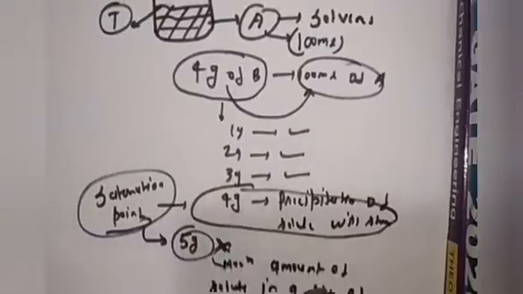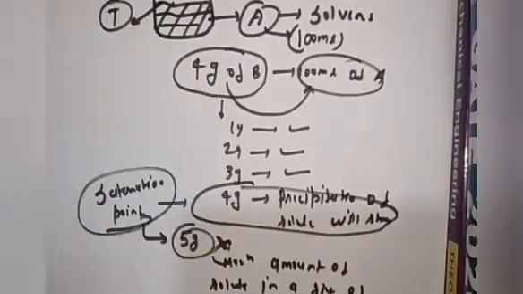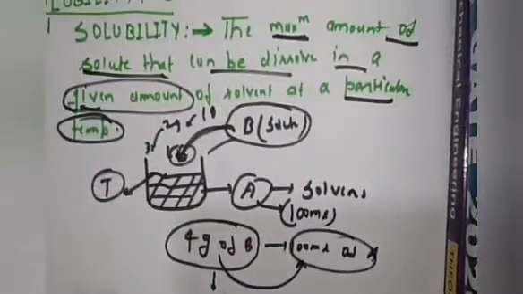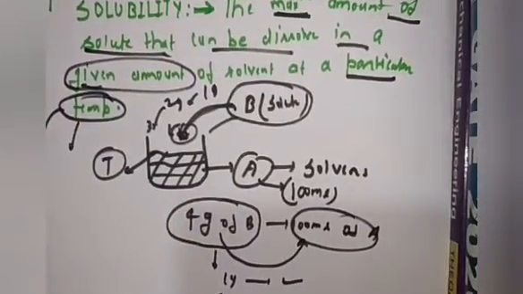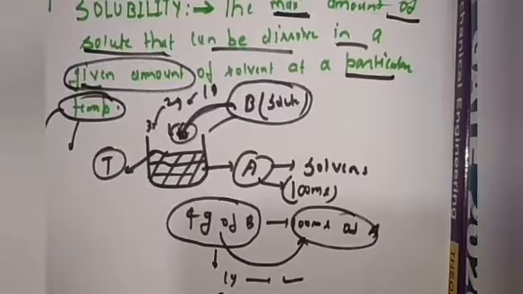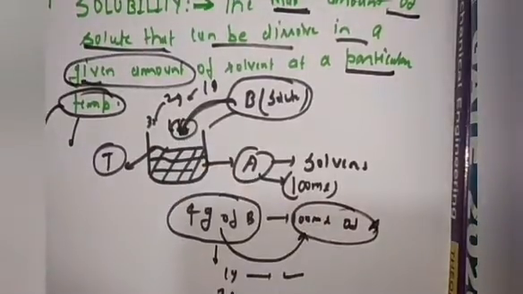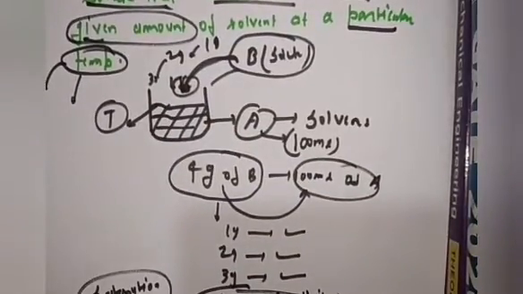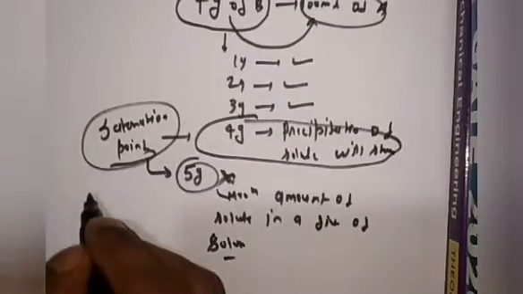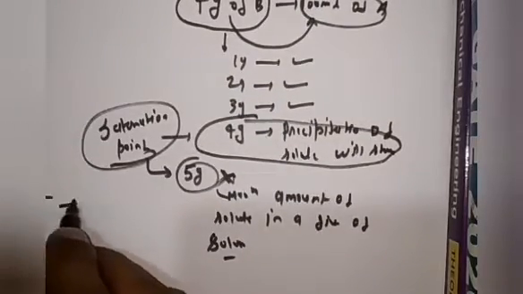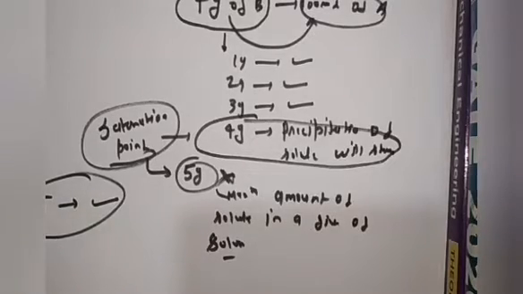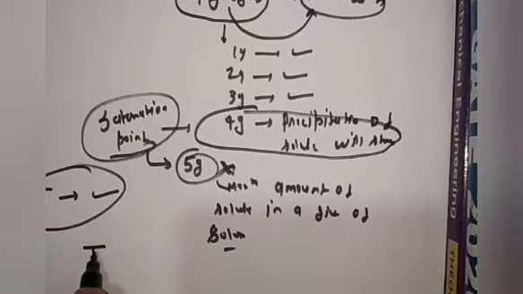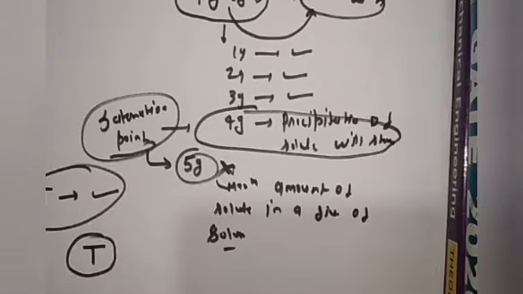Now, why am I writing the temperature here? It is one of the main things. Because when you change the temperature, the amount of solute which can be added in a particular amount of solvent will change. If you increase the temperature, I will discuss the effect of temperature on solubility later on, everything I will discuss. First understand why the temperature concept comes here.